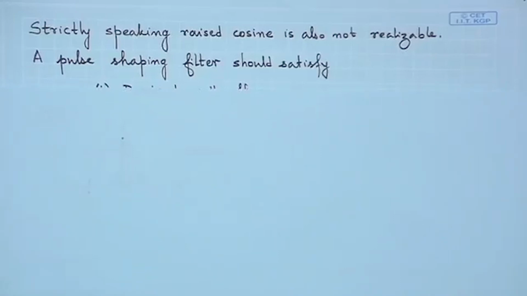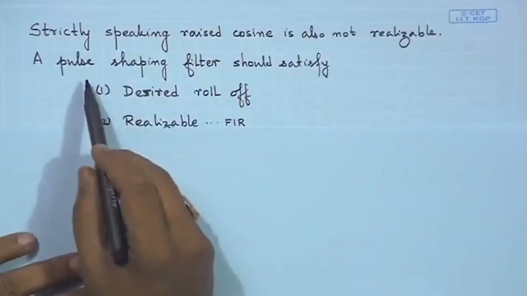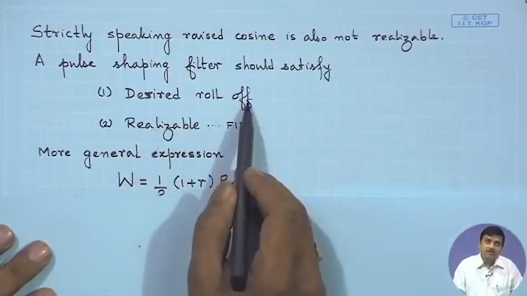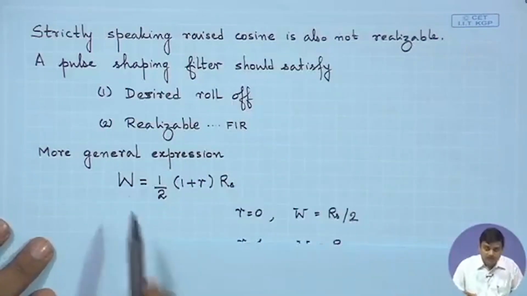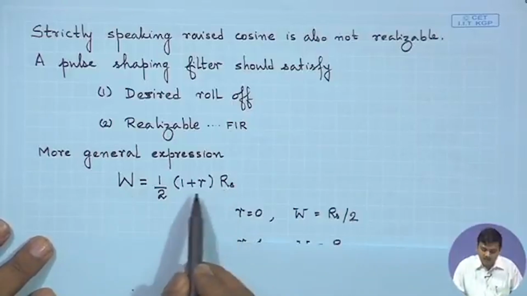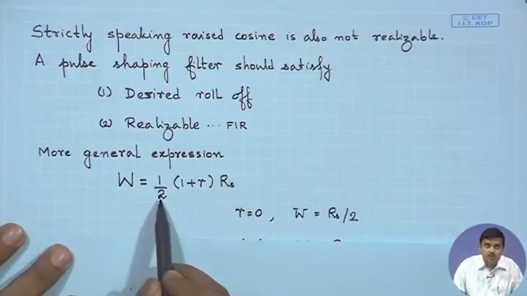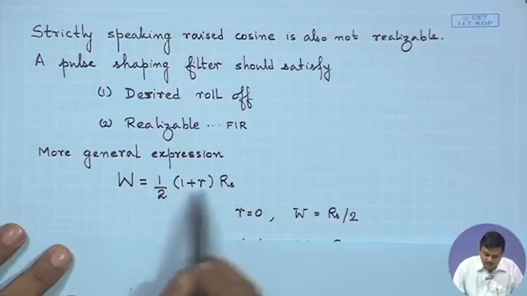So, the raised cosine filter is also not realizable in a strict sense, simply because the tails stretch to infinity. If you have such a situation, we would like to design a pulse with a desired roll off and a realizable FIR. A more general expression of W with respect to R s is given through R, where we find that R s by 2 is the W, because if R s is the signaling rate, the bandwidth required is R s by 2.